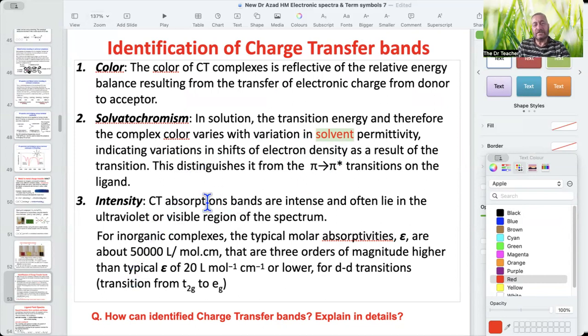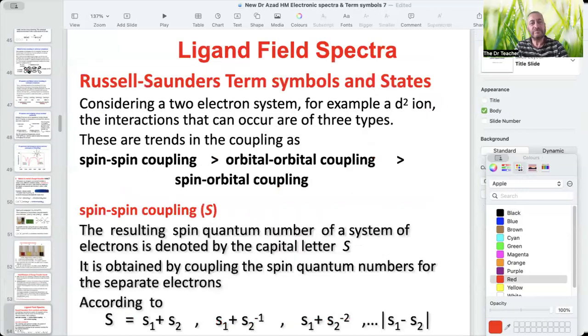Intensity: the absorption bands are intense and lie in the ultraviolet or visible region of the spectrum, and so on. So how can you identify charge transfer bands? You depend on color, solvent, and intensity. Ligand field spectra, Russell-Saunders term symbols and states. We will talk about this in the next video.